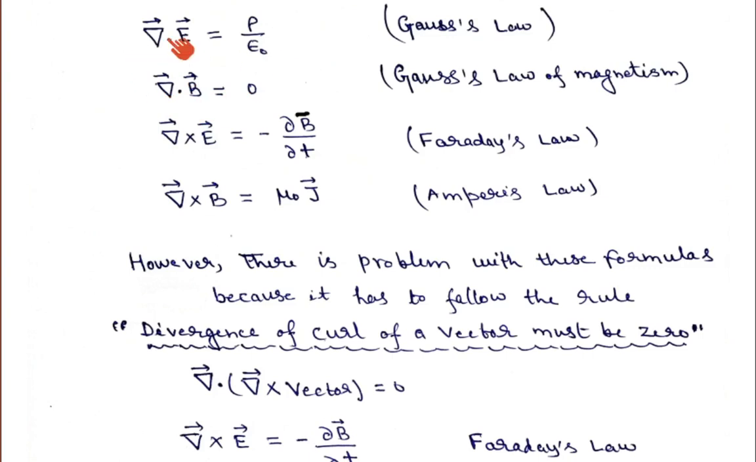This means both equations, divergence of E is equal to rho upon epsilon 0 and divergence of B is equal to 0, satisfy this old rule, that is the vector rule: divergence of curl of a vector must be equal to 0.